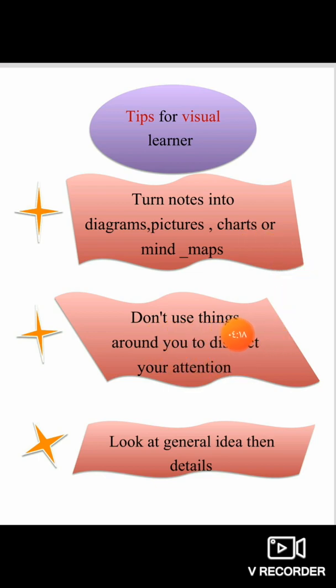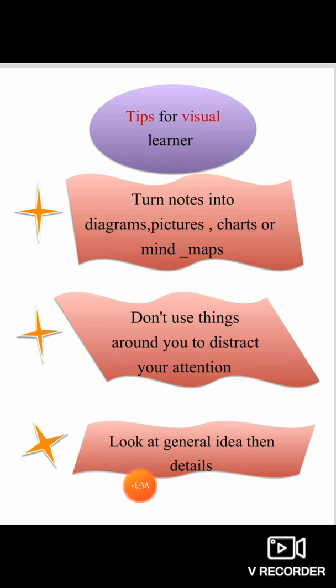Also, don't use things around you to distract your attention. ما تستخدمي حاجات حواليكي زي الجوال مثلا تحطيه جنبك to distract. Distract معناها يشتت. Distract your attention يعني شتت انتباهك. إذن remove anything around you.